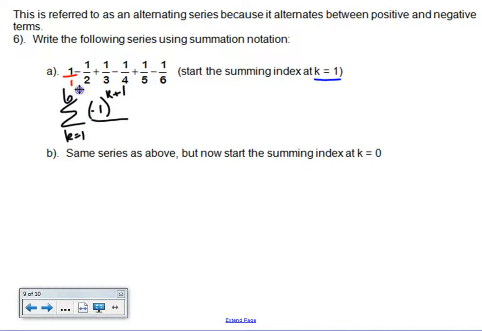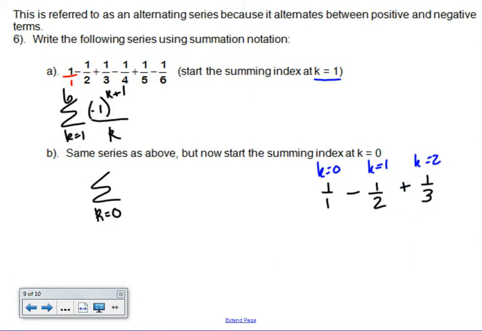And then in my denominator, remember we decided this was k equals 1, k equals 2, 3, 4, 5, and so on. I think the denominators are just the k's. So that one wasn't too bad. But then they get tricky and they say, now I want you to start your index at k equals 0. So same exact series, but this time they want it to be k equals 0, k equals 1, k equals 2, and so on. So this gives me 1 over 1, this gives me negative 1/2, this gives me positive 1/3.